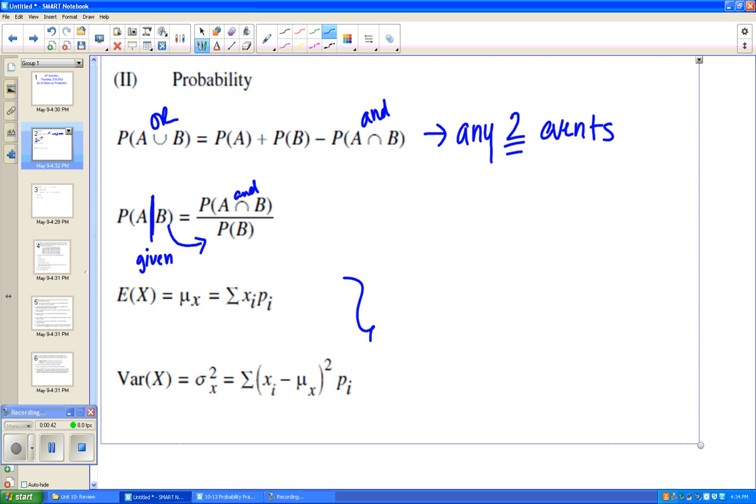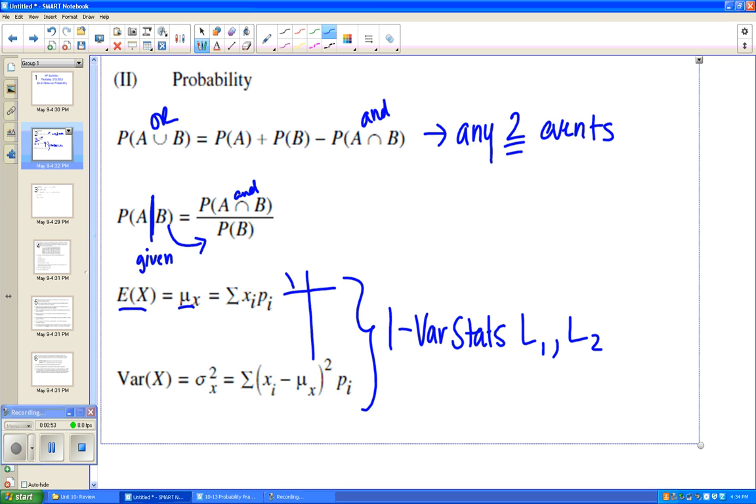These two formulas down here we don't use. Instead, we use our calculator and we do one var stats, L1, comma L2. This is talking about the expected value or the mean of a variable. So we have a variable and its probability. Usually it looks something like this, and then all of these probabilities need to add up to 1.